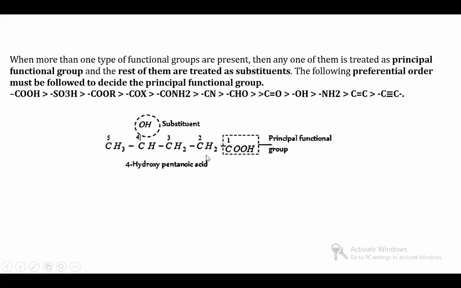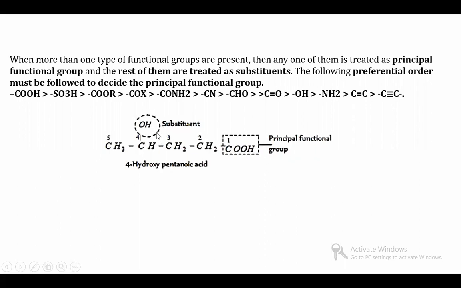Example: here a CHO group is there and an OH group is there. Out of this, the acid group is more preferential than OH, so it should get the first or lowest number. From this side we are naming 1, 2, 3, 4, 5. The first carbon has the acid group, and the fourth carbon has the OH substituent group. OH is alcohol, but here we need to use it as hydroxy.